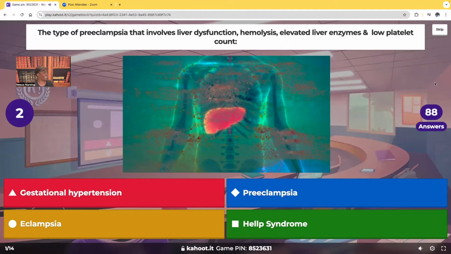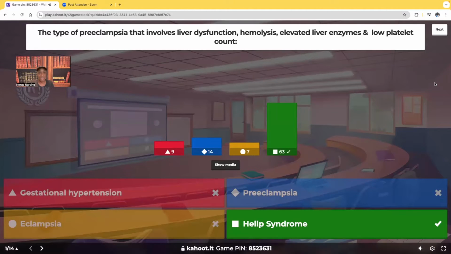Very good. HELLP syndrome. Liver dysfunction, also known as hepatic dysfunction. That's your H. Hemolysis, breaking down of those blood cells. Elevated liver enzymes. Liver's in trouble. Those enzymes, AST, ALT, are going to be elevated. Low platelet count. Platelets are important for what? Clotting, right? With a low platelet count, the patient's going to be at risk for bleeding out. HELLP syndrome. Very good.